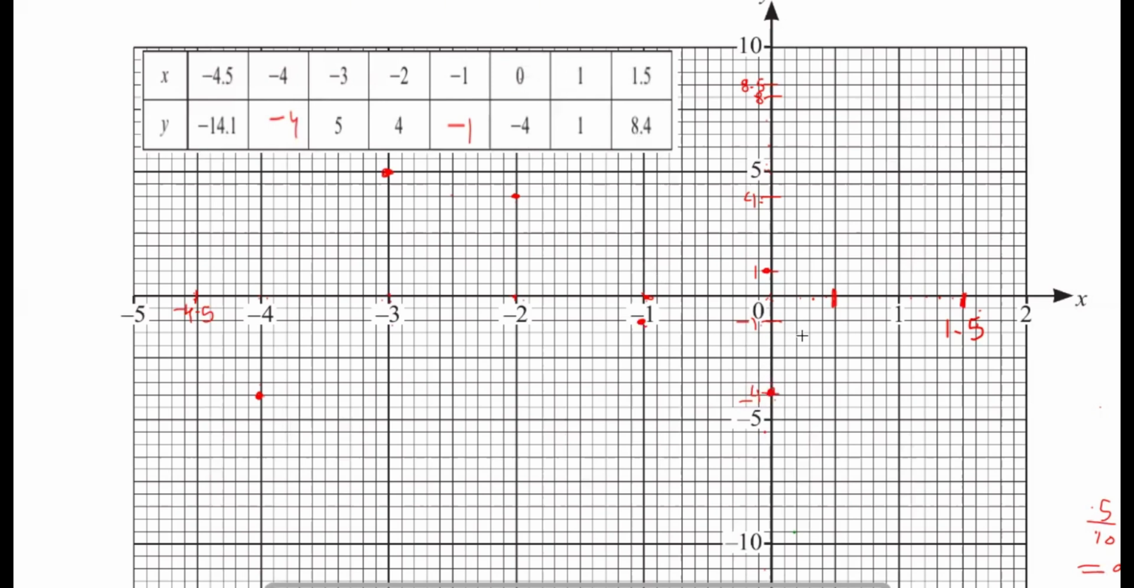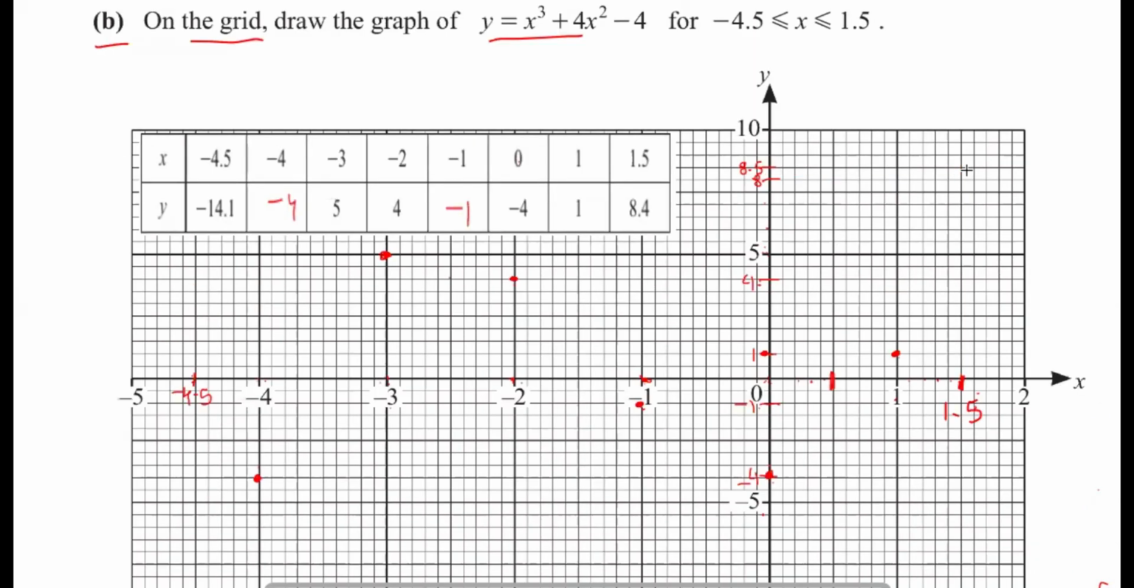Next is 1, 1. Look here, this is 1, and this position is 1, 1, where the x coordinate is 1 and the y coordinate is 1. And next is 1.5 and 8.4. This is the point where the value of the x coordinate is 1.5 and the y coordinate is 8.4.